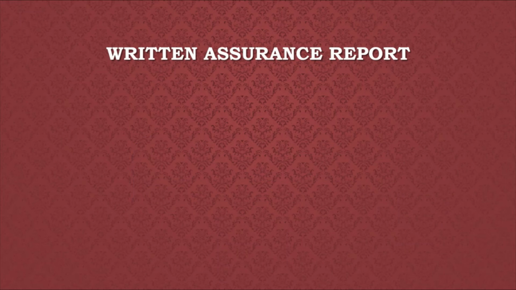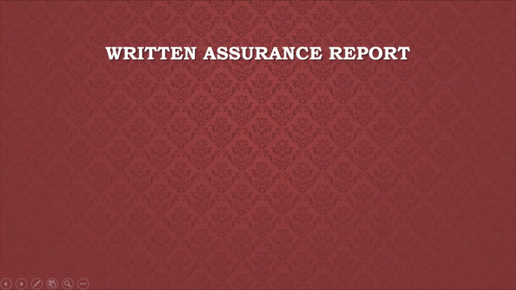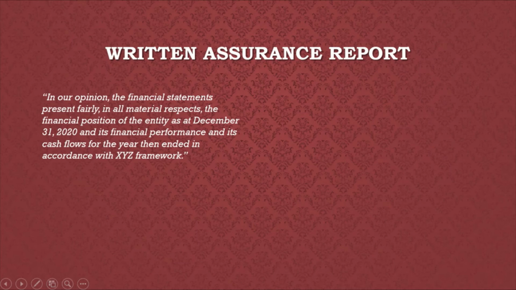So balikan lang natin yung mga samples of written assurance report as discussed last time. Alamin natin kung anong klaseng conclusion at anong type ng assurance engagement. First, in our opinion, the financial statements present fairly in all material respects the financial position of the entity as at December 31, 2020, and its financial performance and its cash flows for the year then ended in accordance with XYZ framework. So kapag nakita natin itong conclusion na ito ay reasonable assurance.